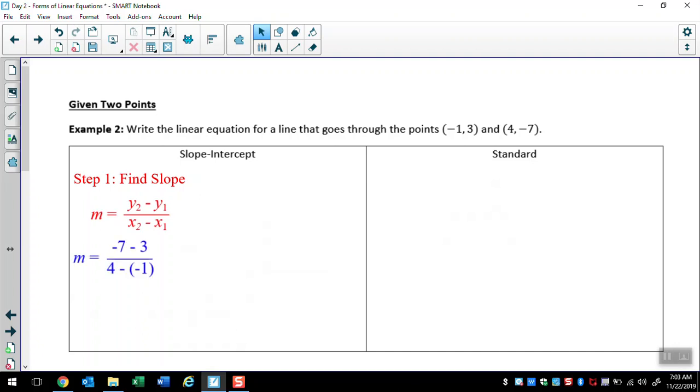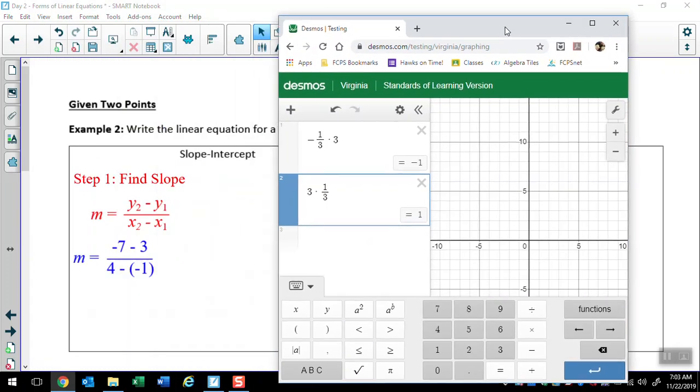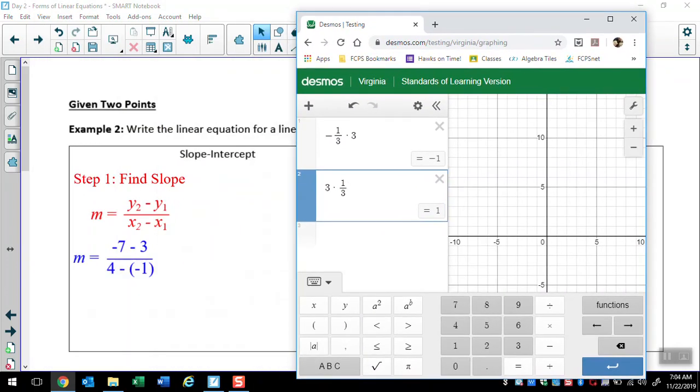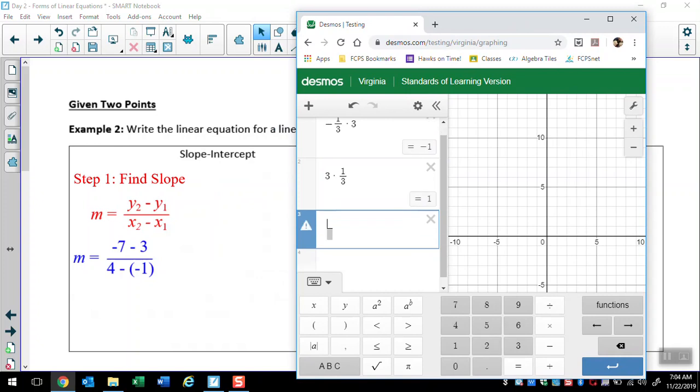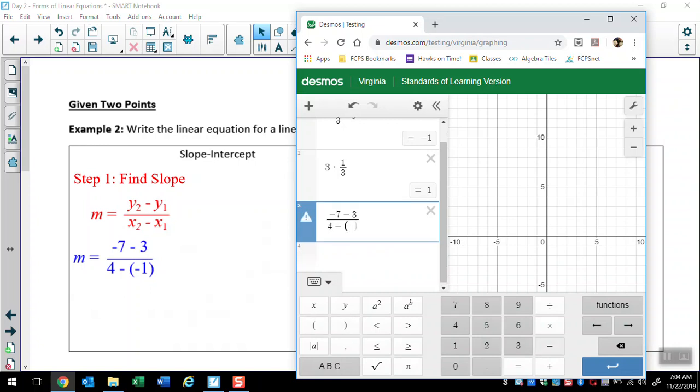So I have this math problem. I've got the -7 minus 3 and then the 4 minus negative 1. I need the subtraction and I need the negative. All right, well now I can go to my calculator and put that whole problem into the calculator. Since the whole thing's a fraction, I'm going to hit division, and I can do negative 7 minus 3, and then 4 minus negative 1.